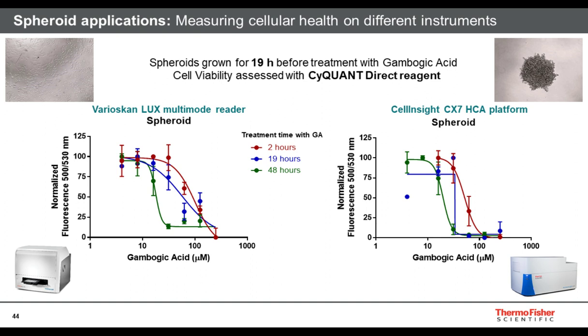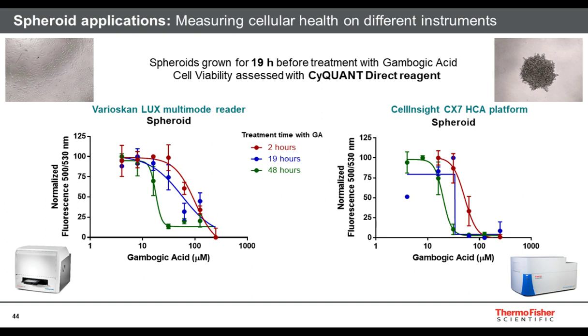So here I show that similar results for cell viability using the CyQUANT Direct can be collected using either the VarioScan Lux microplate reader or the Cell Insight HCA instruments. On the left is the data collected on the VarioScan Lux microplate reader, and on the right is the data collected on the Cell Insight CX7 HCA platform.